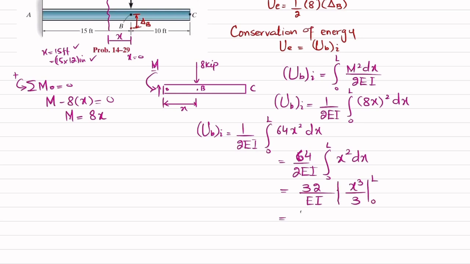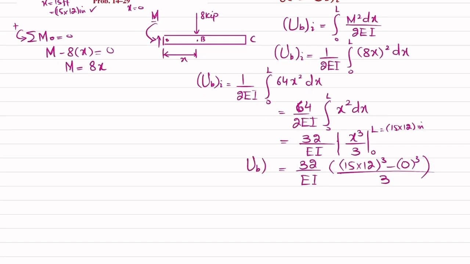Okay, now 32 divided by EI, and if you put the limit, you can see L will be equal to 15 into 12, and it will be in inch. So I will write 15 multiplied by 12 whole cubed minus 0 cubed divided by 3. Okay, that will give you the strain energy due to bending.